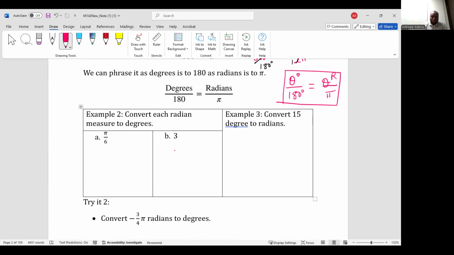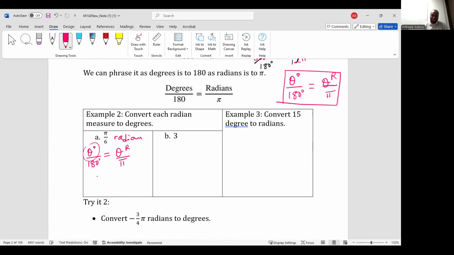Okay, convert each radian measure to degree. So this is pi over 6 radian. How do we convert it to degree? Just use what we have. Our angle in terms of degree is to 180 as our angle in terms of radian is to pi. Simple. Nothing to memorize there.